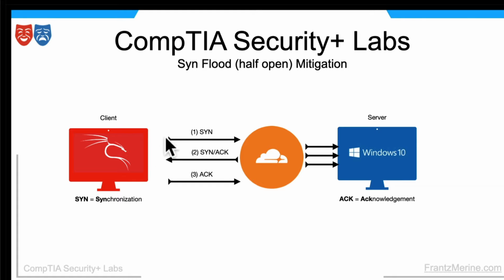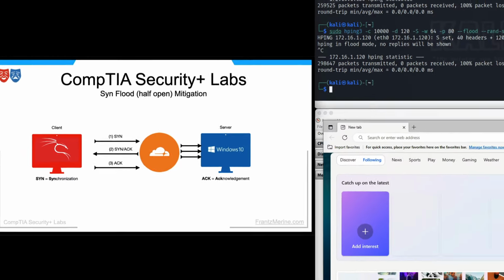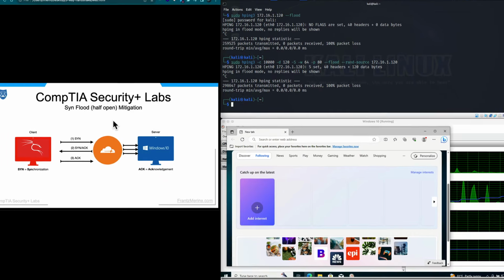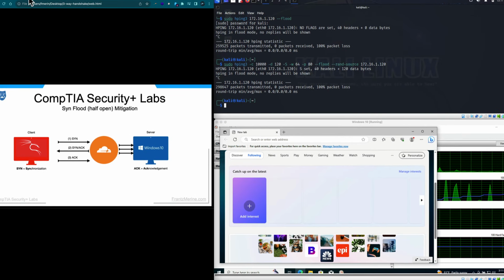So what will happen is a client will send a SYN packet. Cloudflare will reply on behalf of the server and send a SYN-ACK, synchronization and acknowledgement. Then the client, if it's serious, will send an acknowledgement. Once the three-way handshake is complete, Cloudflare will go ahead and make that connection with the server. That's one of the ways you can mitigate against a half open or SYN flood attack. There are other ways.